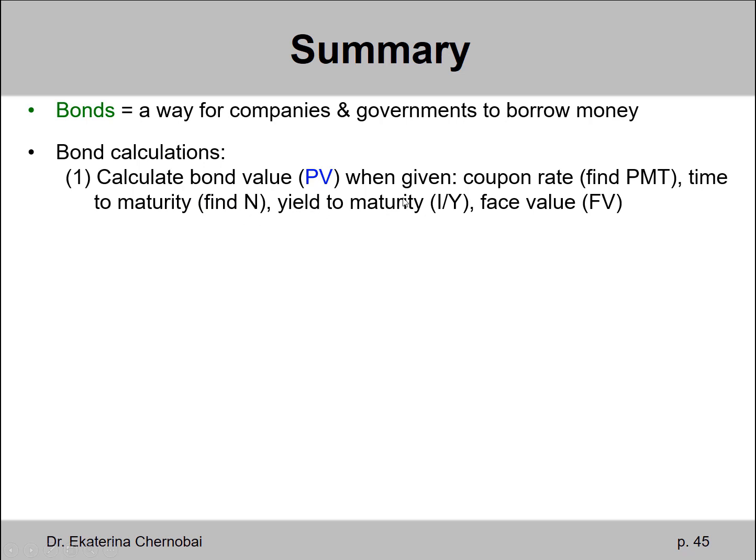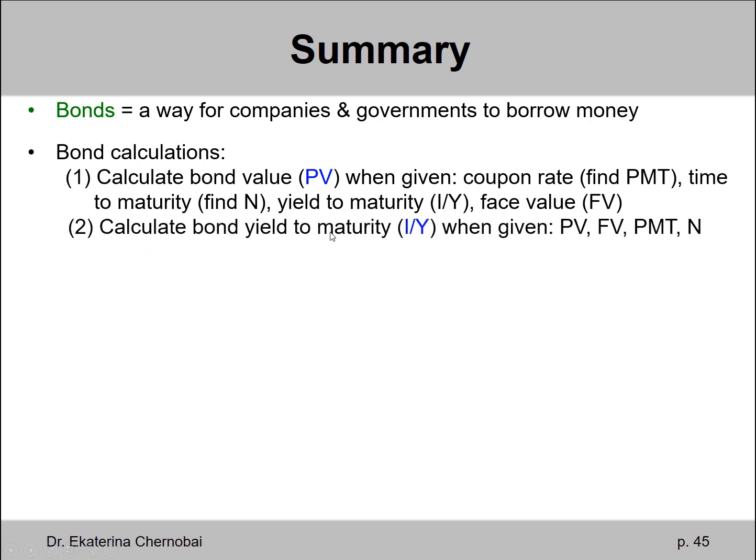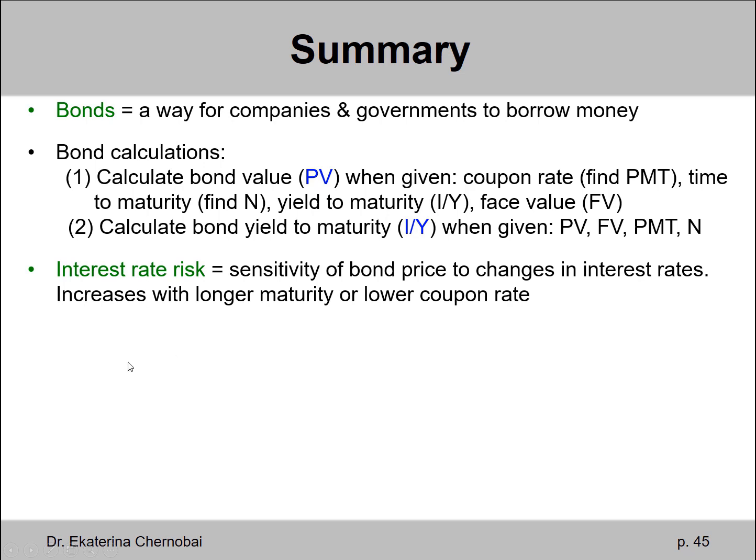Yield to maturity, that's another term for discount rate or interest rate. We also refer to it as the nominal interest rate in this chapter. That's IY in the financial calculator. And we also need to be given the face value, which becomes our future value, FV, in the financial calculator. The face value is typically $1,000. So you should always assume it's $1,000 if it's not even given. Then we looked at how we would instead calculate the yield to maturity, IY, when the bond present value is known. We also looked at so-called interest rate risk.